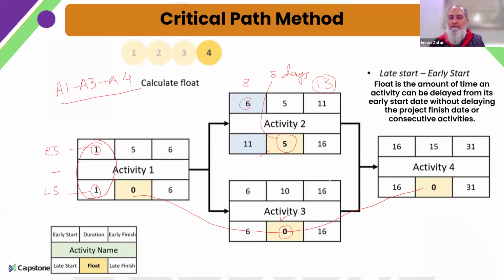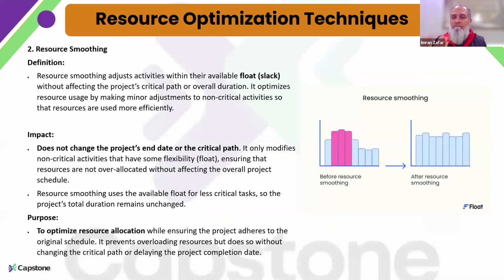Whereas I can delay it till day 16, because activity 3 will be completing on day 16, and only then can we move to activity 4. So this is where we utilize resource smoothing, when we employ this strategy on activities that are on the non-critical path, where we have the float available, where we have the room available, and where we can tweak some things without affecting the overall schedule.